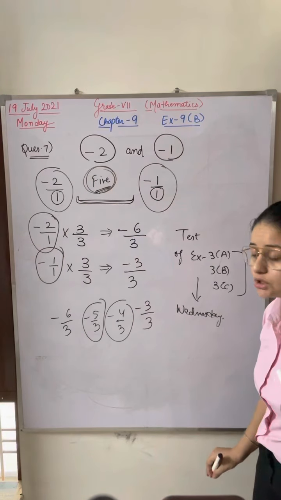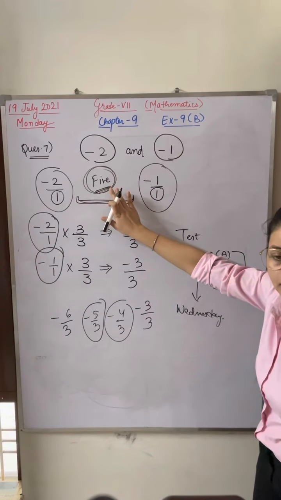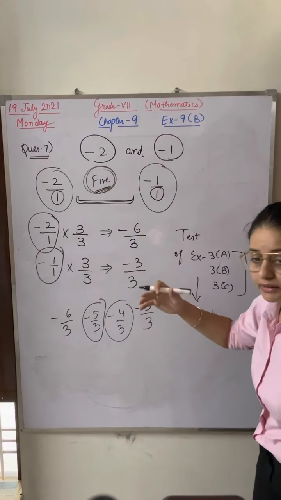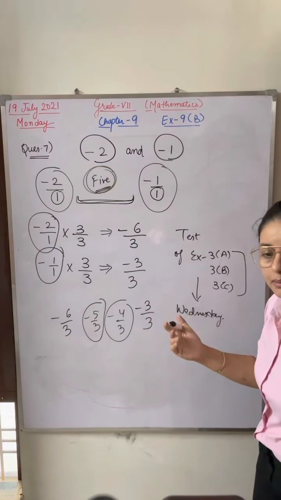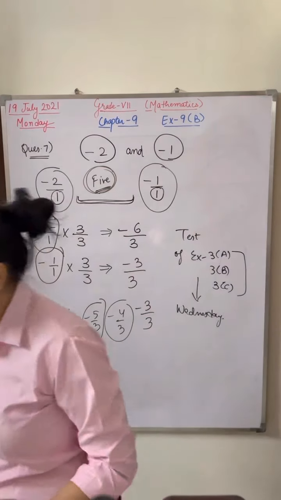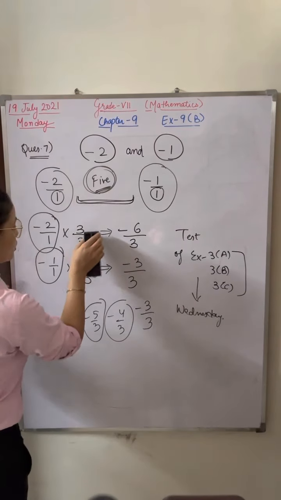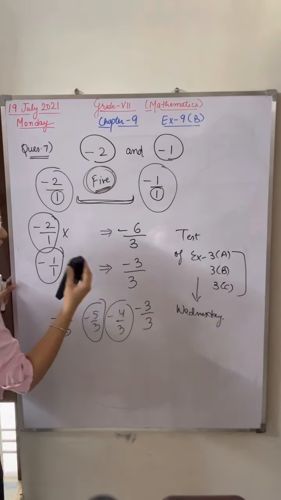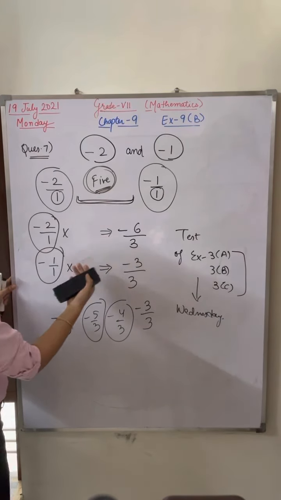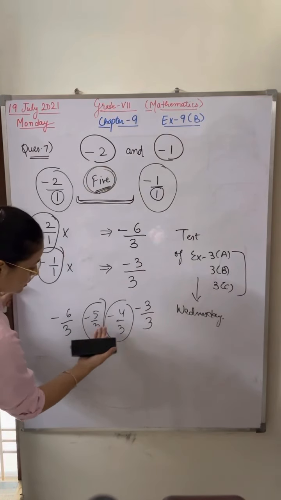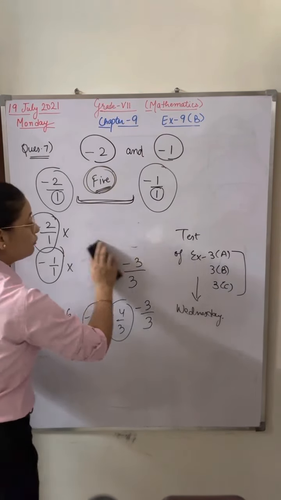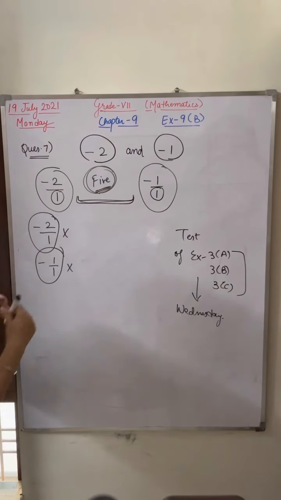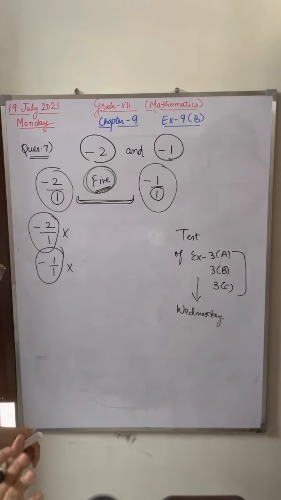But the question is, you have to insert 5 rational numbers. So you have to multiply here and here with a bigger number. Okay, so I am going to erase this. This 3 by 3 is wrong, we can't find the answer, because if I multiply with 3 by 3, only 2 rational numbers are possible. I want more. I want 5.